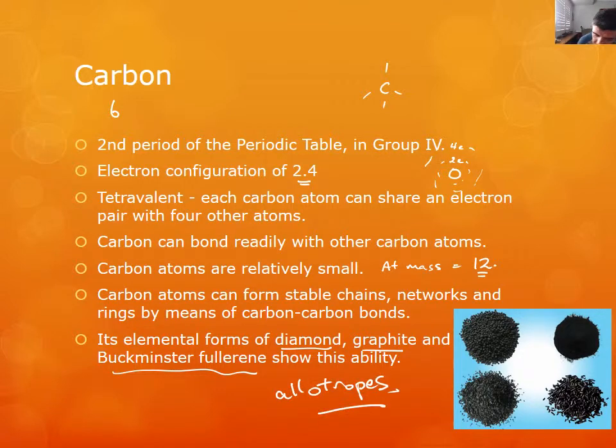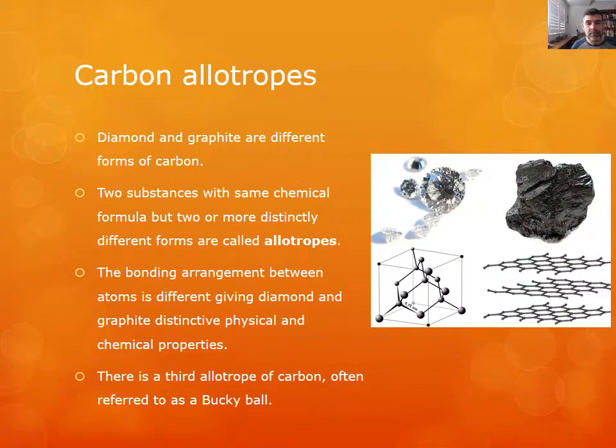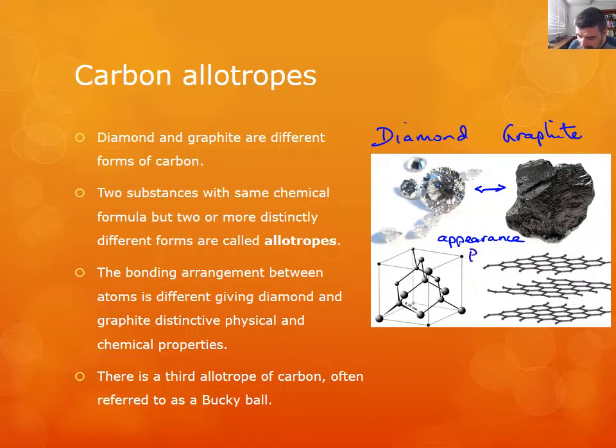So let's look at these in a little bit more detail. What you can see over here is diamond, which is one allotrope of carbon, and graphite, which is a second allotrope of carbon. You can already notice straight away that their appearance is very different, and so are many of their physical properties. We know, for example, that diamond is the hardest substance on Earth. Graphite is certainly nowhere near as hard as diamond.